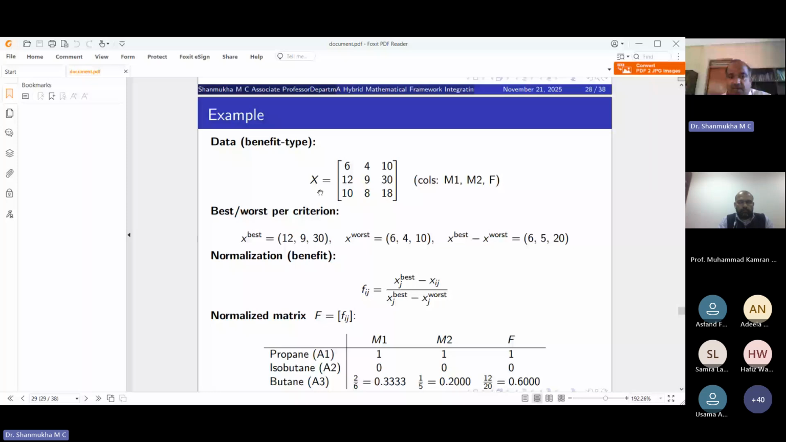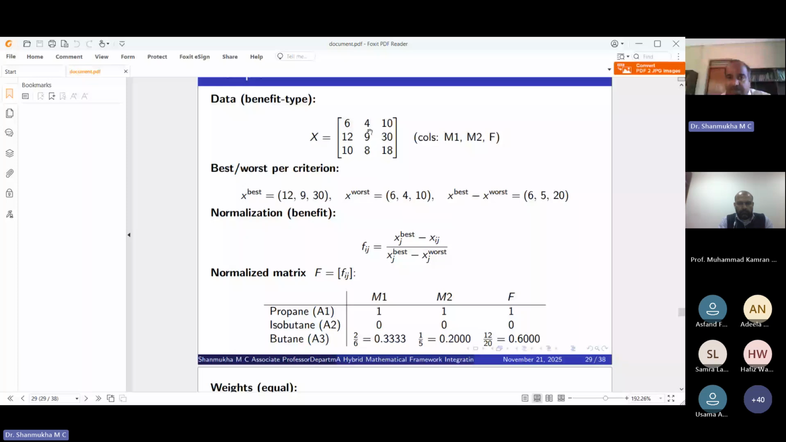Here X represents the topological index values of M1, M2 and F. The first column is M1, meaning the first Zagreb index values. The second column is the second Zagreb index values. The third column is the forgotten topological index values.